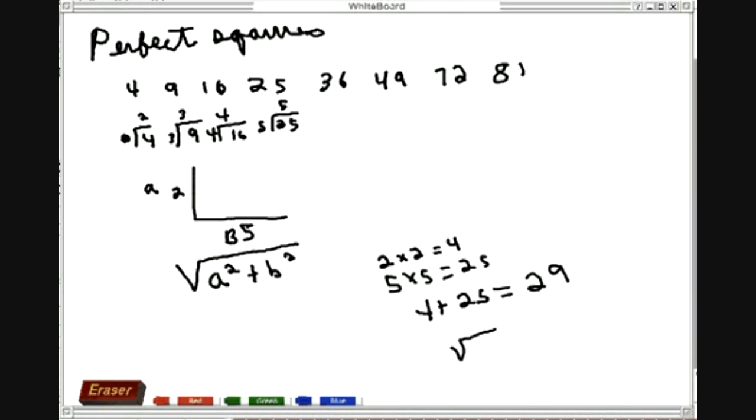So I'll put a little radical in there. So 29. Now I've already worked it out on the calculator, and the answer is 5.38. I mean, it can go more. I just did it to two decimal places. So the hypotenuse is 5.38. I arrived at this with a calculator.